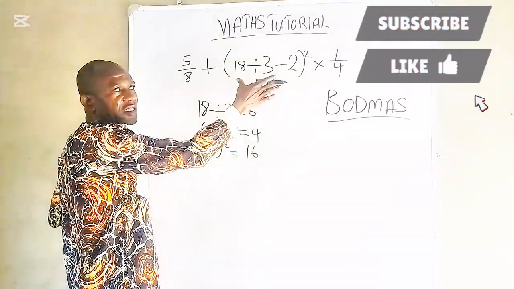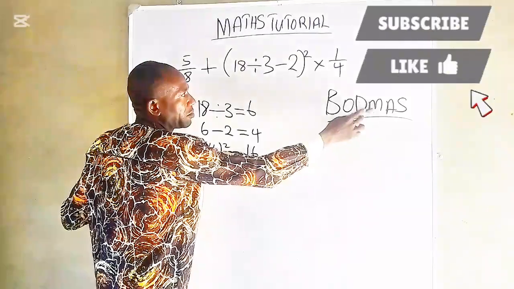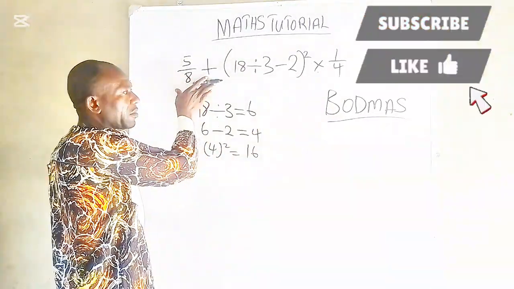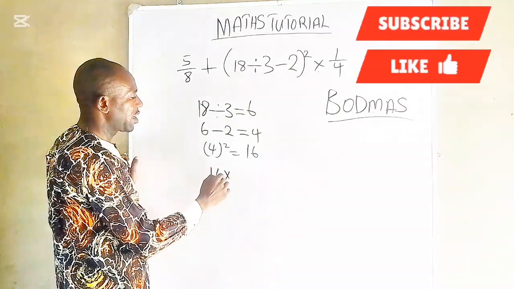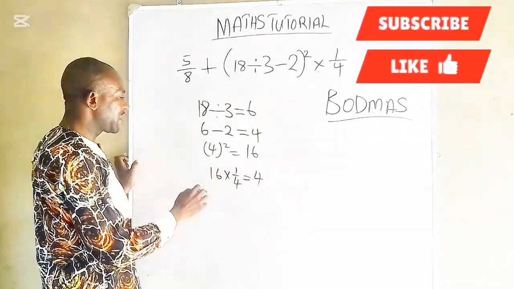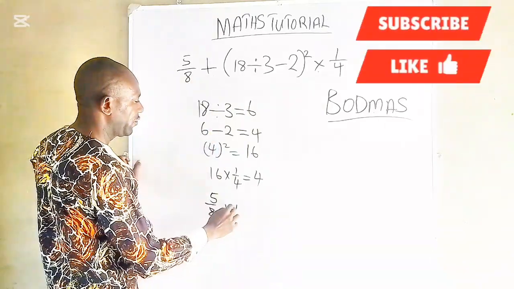What we have from the bracket is what? 16. Now the next priority is multiplication. Here, not here. Because this is what? Addition. Okay? So 16 times 1 over 4 will be having 4. Right, and finally we have 5 over 8 plus 4.